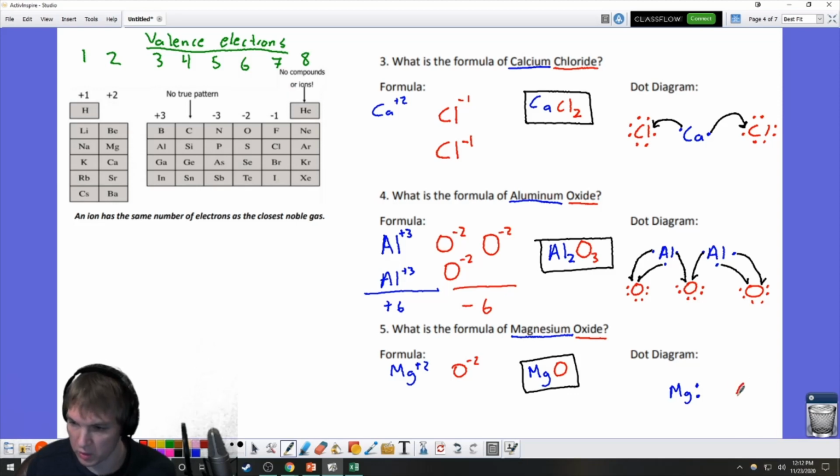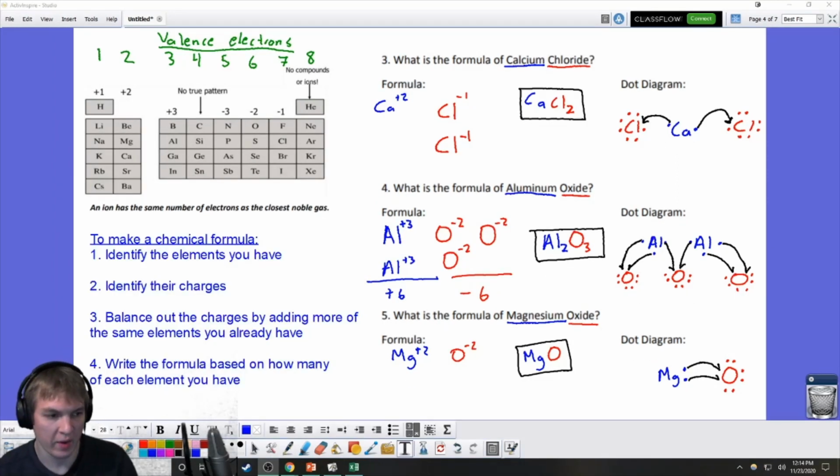And oxygen has 6 valence electrons. So here's oxygen. 1, 2, 3, 4, 5, 6. And so magnesium has a +2 charge, so that means it's going to be losing 2 electrons. And oxygen has a -2 charge, so it's going to be gaining 2 electrons. Well, there's only one possible way for that to happen, and it's just like this. So magnesium lost its 2 electrons to oxygen that way.